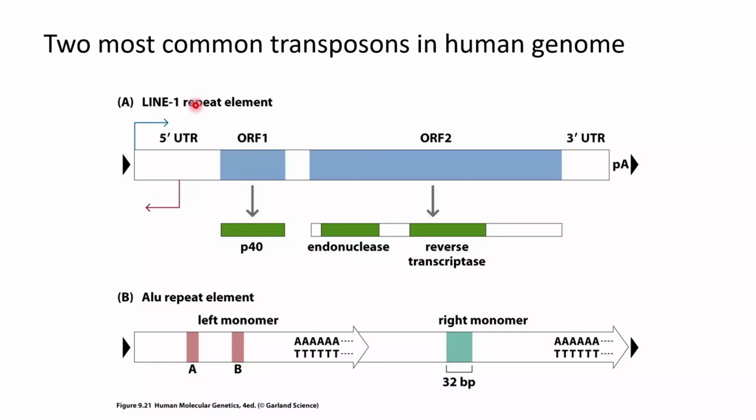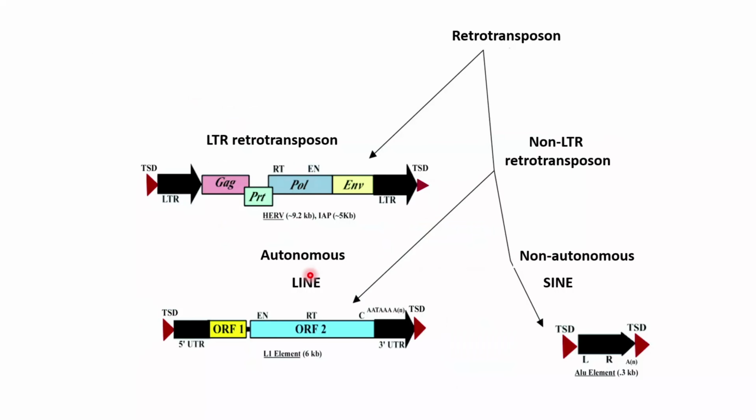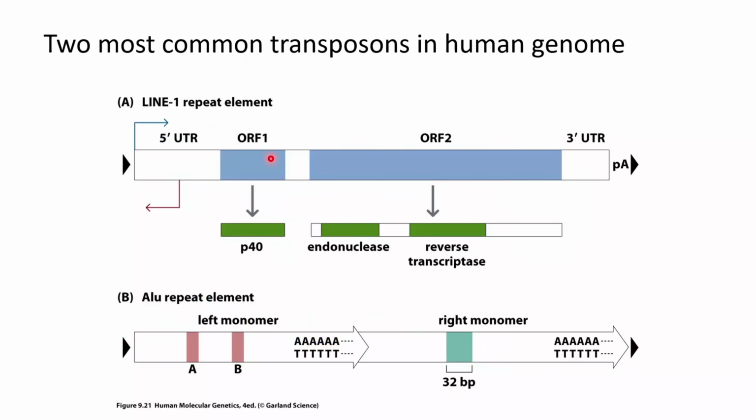So the LINE-1 element is exactly how you saw it right here. It's the same thing. So you have the ORF1, which goes for P40, but forget about that. And then you have the ORF2, which has the endonuclease that cuts, the reverse transcriptase, and this very important poly A tail, which I'll talk about in a second. What's kind of interesting and a little bit weird compared to the LINE is the SINE, and we're looking at a specific example called the ALU repeat element.